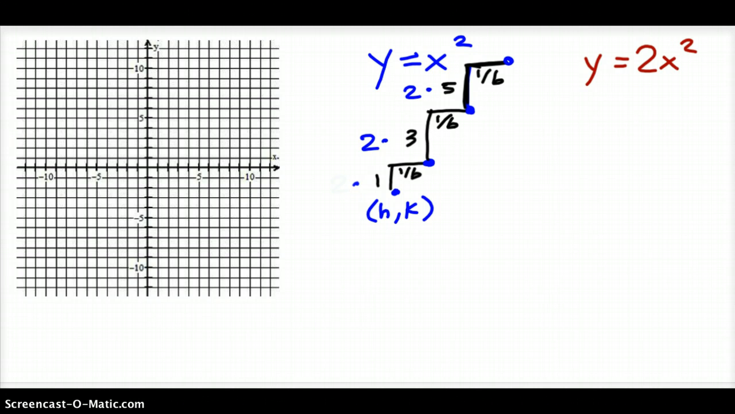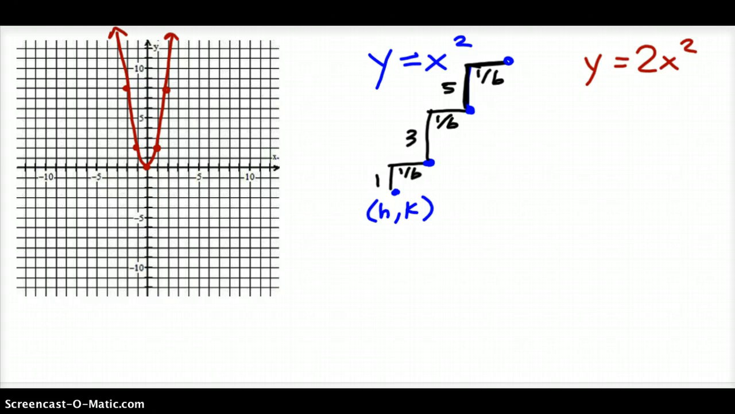Okay, so if I were to graph that, we would start at the origin, and we would go up 2 over 1, because 2 times 1 is 2, up 6 over 1, because 2 times 3 is 6. And then if I could, I would go up 2 times 5, which is 10. I would do the same thing going to the left because it is symmetrical, and that would be my graph. So this would be my graph of 2x squared. Y equals 2x squared.